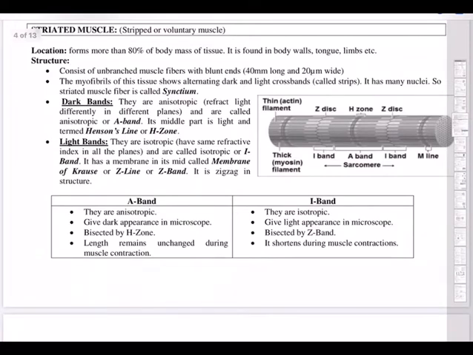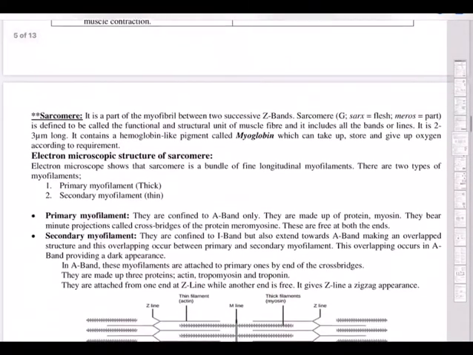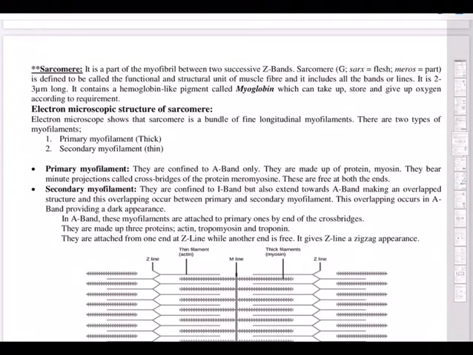How do you differentiate A band and I band? A band is anisotropic, I band is isotropic. A band gives a dark appearance under the microscope, I band gives a light appearance. A band is bisected by H zone, as you are seeing in the diagram, and I band is bisected by Z band. A band length remains unchanged during muscle contraction, whereas I band shortens during muscle contraction. And sarcomere is the part of myofibril between two successive Z bands. It is defined as the functional and structural unit of muscle fiber, and it includes all the bands. It's around 2 to 3 micrometers long.